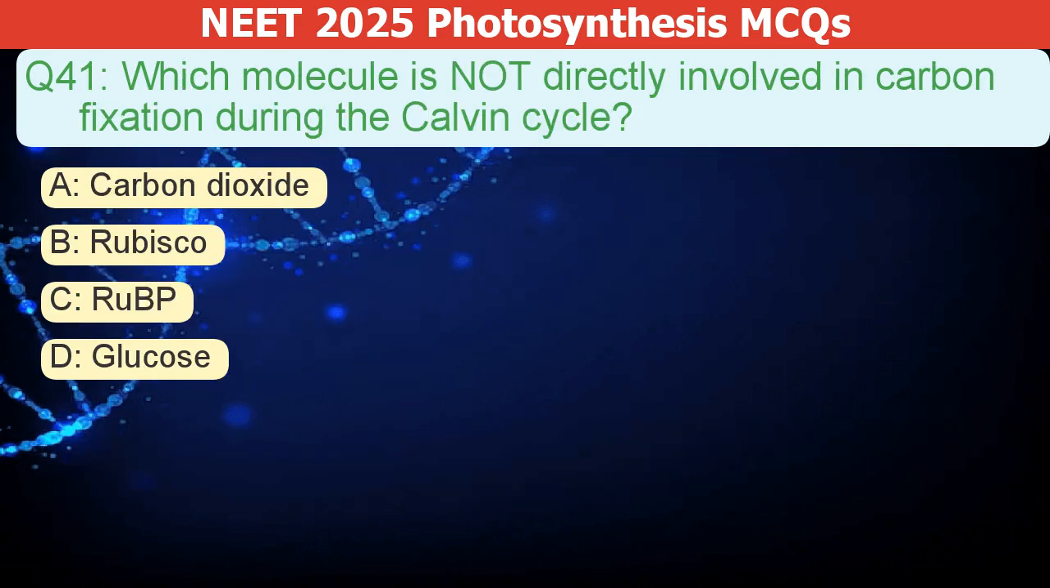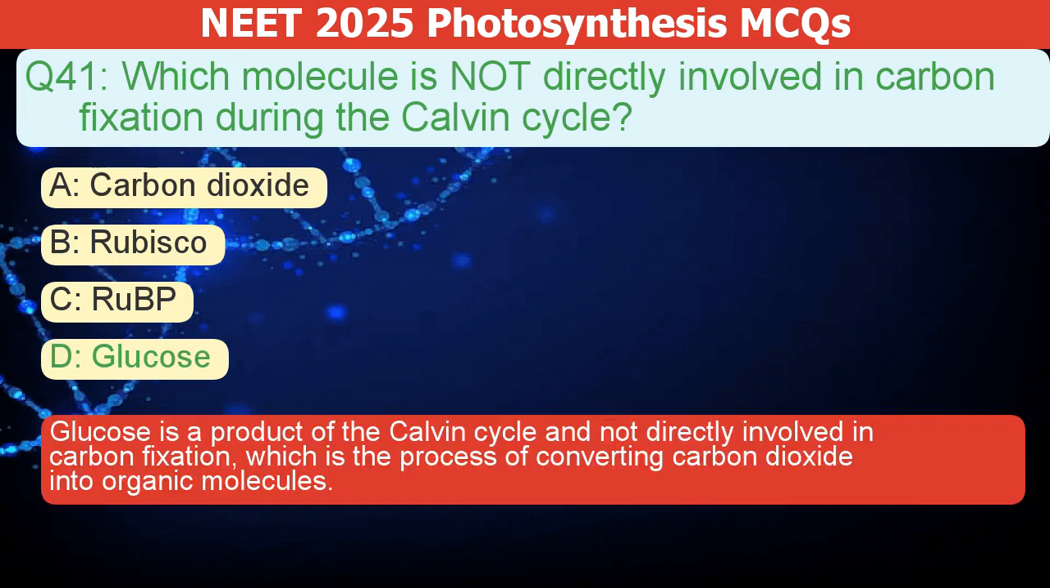Which molecule is not directly involved in carbon fixation during the Calvin cycle? A. Carbon dioxide. B. Rubisco. C. RuBP. D. Glucose. The correct answer is D. Glucose is a product of the Calvin cycle, and not directly involved in carbon fixation. That's the process of converting carbon dioxide into organic molecules.